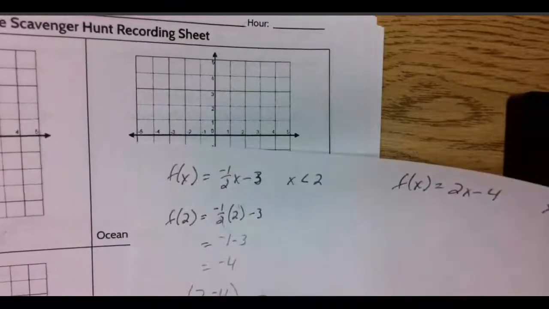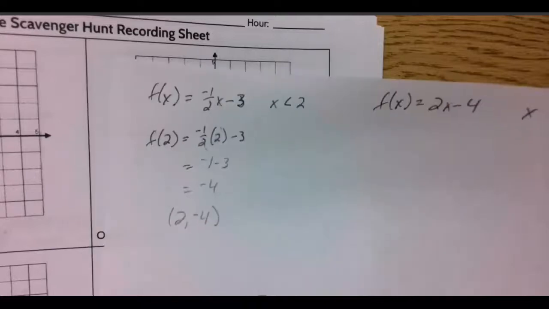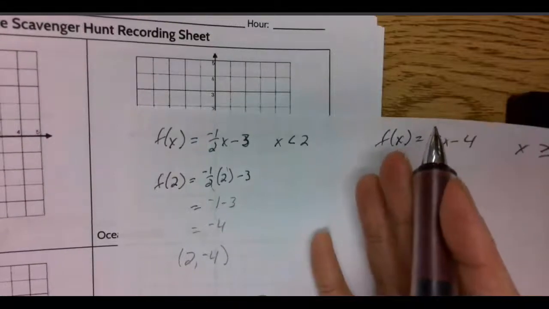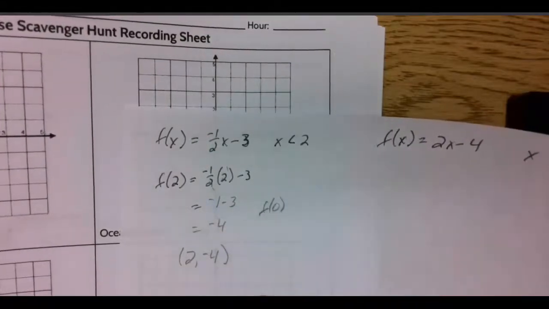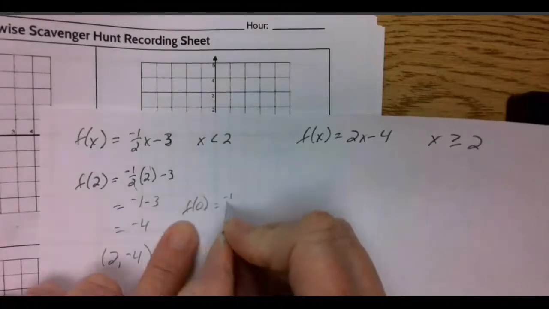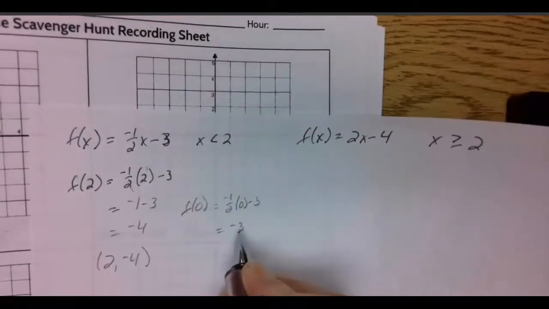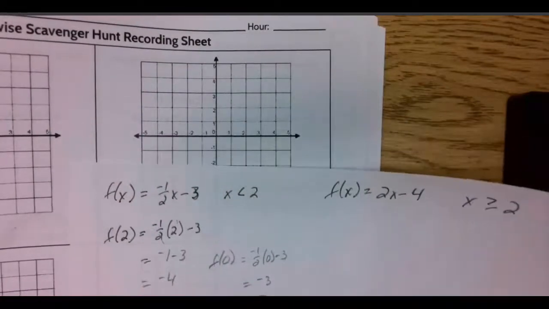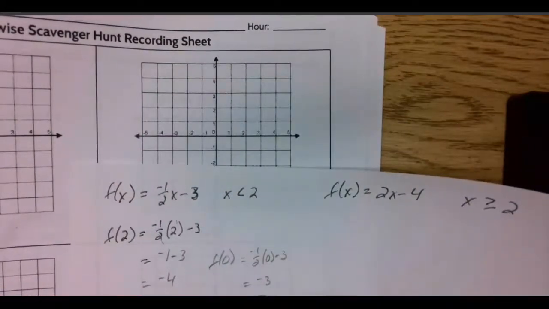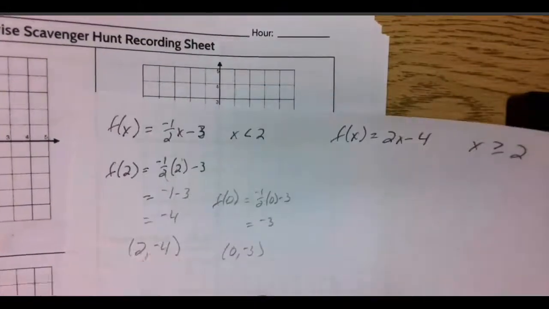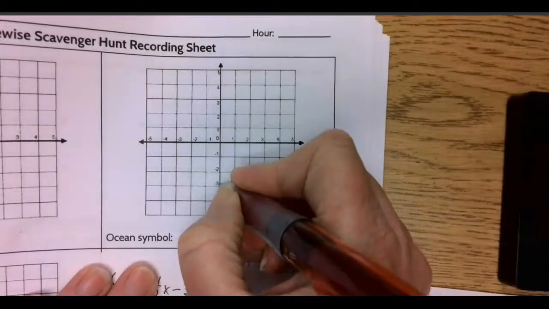Now I'm going to pick another point. I have x is less than 2, so wouldn't a logical point be 1 or 0? I'm always going to pick f of 0 because 0 is so easy to plug in. Every time, the x term drops off and I just get whatever the constant is, which also happens to be our y-intercept. So I'm going to use the point 0, negative 3. It has to be less than 2, and it doesn't matter if it's open or closed, it's just a point. So 0, negative 3 is the point right there.